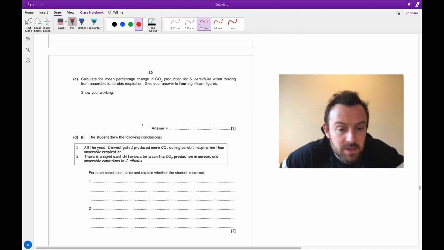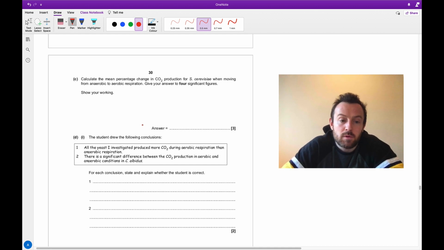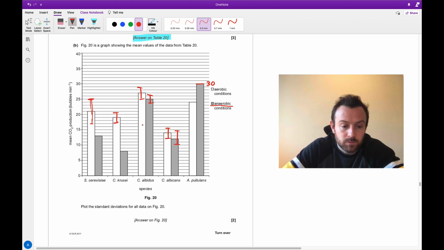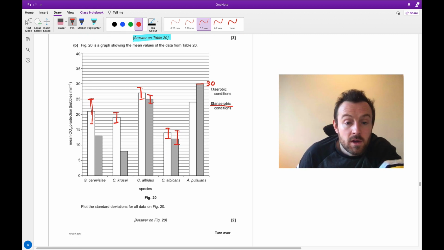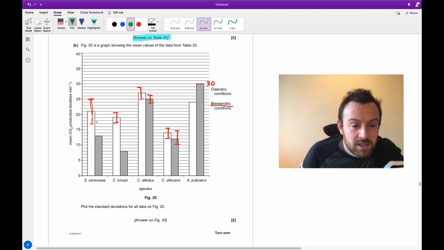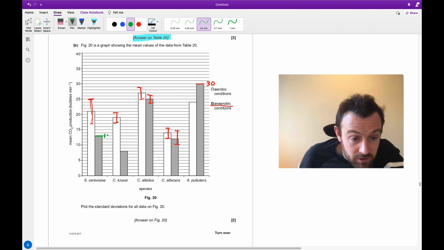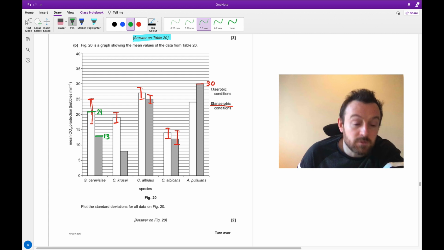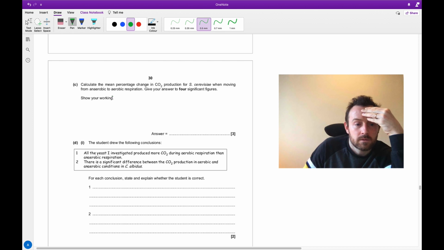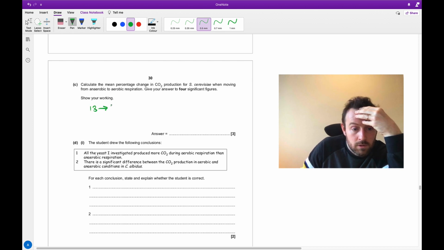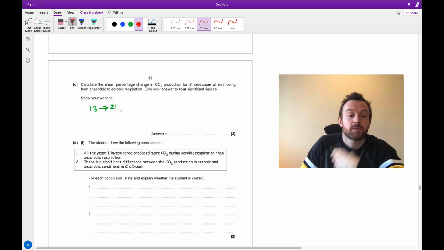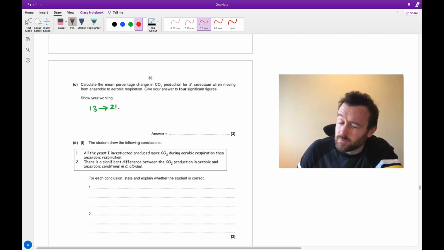20C. Calculate the mean percentage change in CO2 production for S. cerevisiae when moving from anaerobic to aerobic respiration. Give your answer to 4 significant figures. So we've got S. cerevisiae, so we need to go up to the table, and we're moving from anaerobic to aerobic conditions. First of all, we need to extract some data from the table. Under anaerobic conditions, S. cerevisiae is at 13, and under aerobic conditions, it is at 21. So we're going from 13 to 21. That is a change of 8.